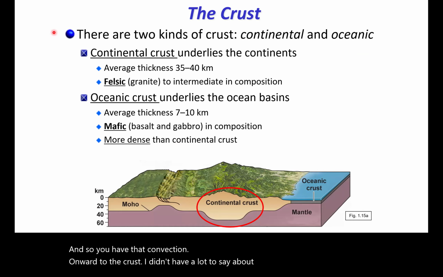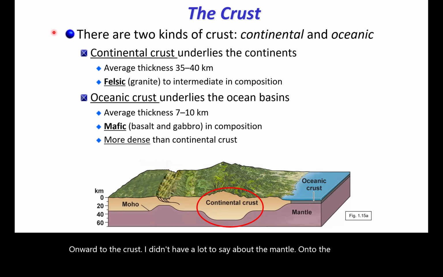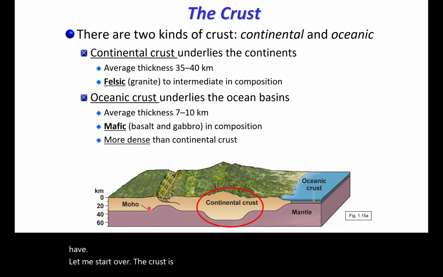Onto the crust. The crust is the most outer layer of the Earth. It's the thinnest. The thickness of the crust varies from 35 to 40 kilometers in what's called continental crust.